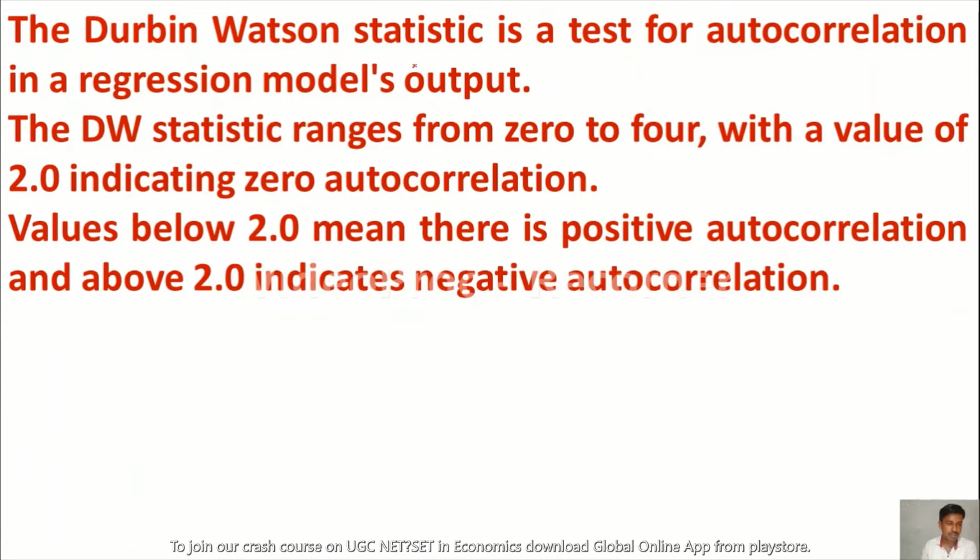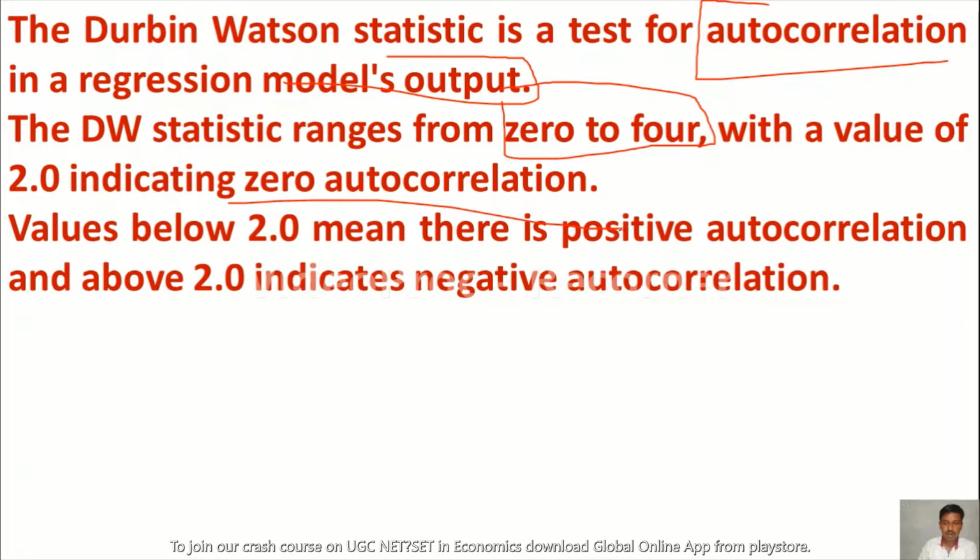So the Durbin-Watson statistic is a test for autocorrelation in a regression model. So please remember, to detect autocorrelation in a regression model, we use the Durbin-Watson test. The Durbin-Watson statistic ranges from 0 to 4. Here the value 2 means zero autocorrelation. If the value is less than 2, it means positive autocorrelation, and if the value is above 2, then it is negative autocorrelation.